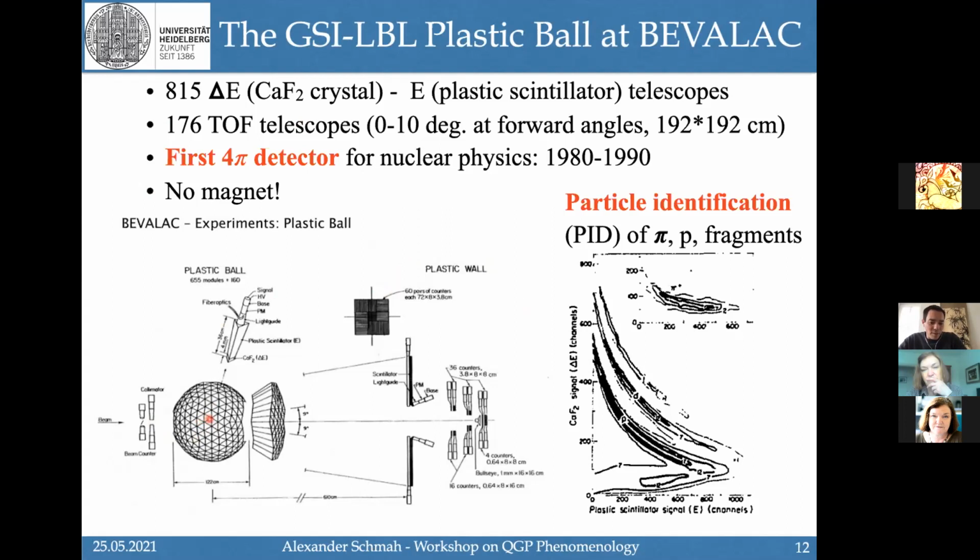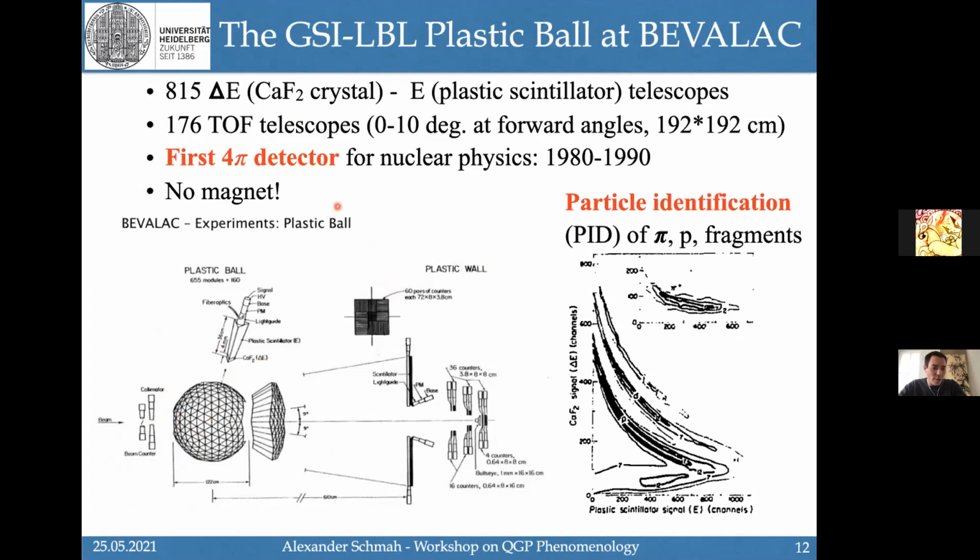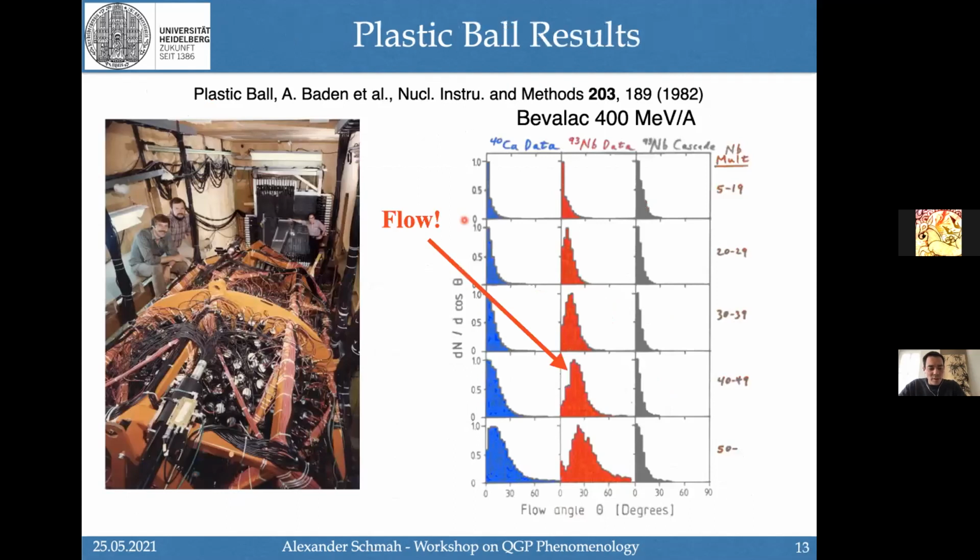For various reasons, this is a unique experiment. First of all, it surrounded almost the full target area, so 4 pi coverage, which is quite unique, I have to say, even nowadays. The second point was there was no magnet. The particles were identified and detected by those telescopes with crystals and scintillators, and you measured the total energy and the relative energy, and by plotting them against each other, you could do particle identification. So you could distinguish protons, neutrons, and even pions.